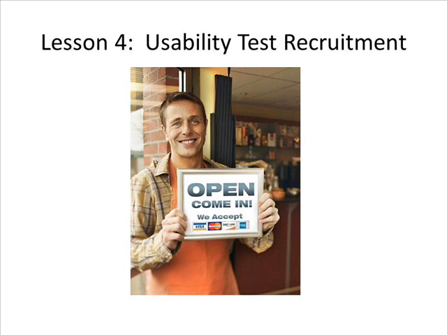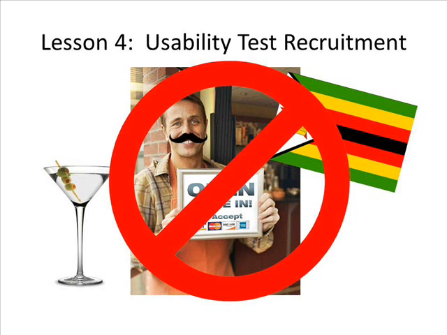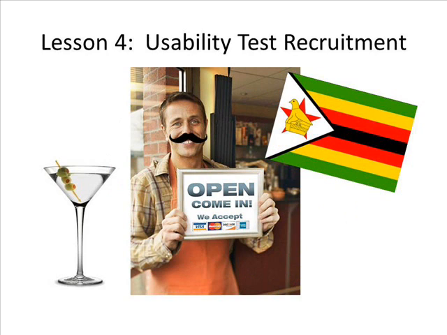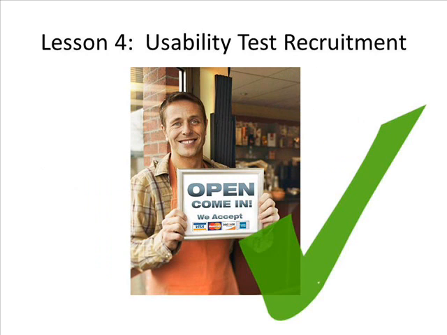Lesson 4, recruiting participants. Don't try to recruit that small business owner between the ages of 35 to 45 who has a mustache and is from Zimbabwe and likes his martinis shaken, not stirred. Don't do that. Instead, recruit as early as possible. Only screen using truly meaningful filters. Ask yourself, if I took this filter out, would it really matter? Consider your budget, your schedule, and who you can realistically recruit.